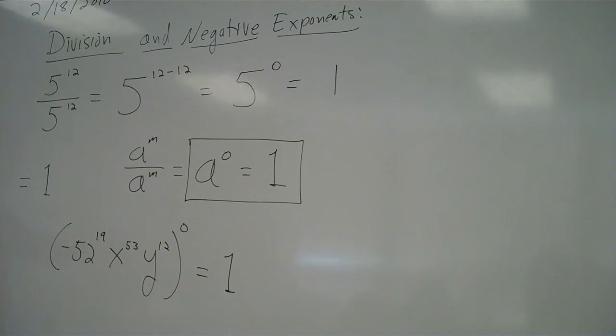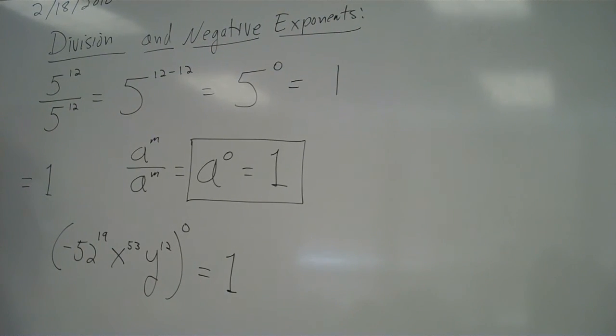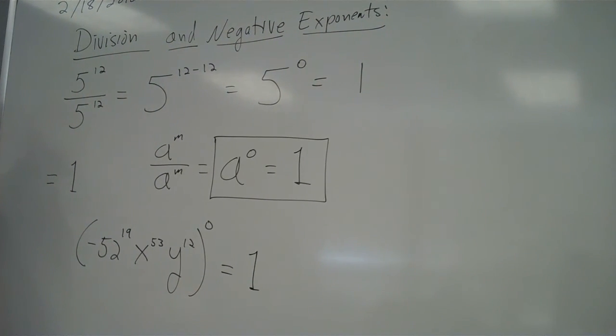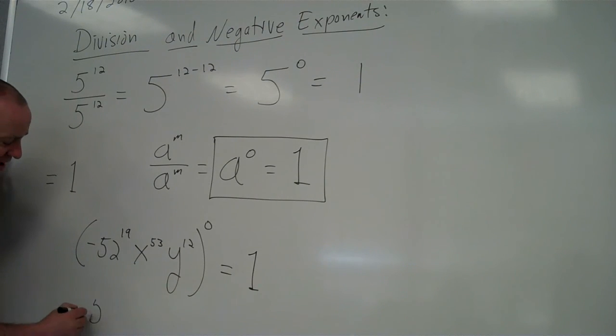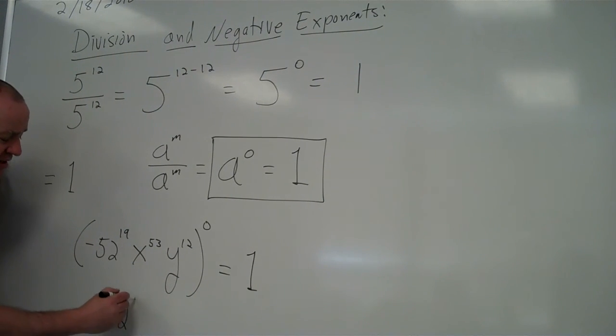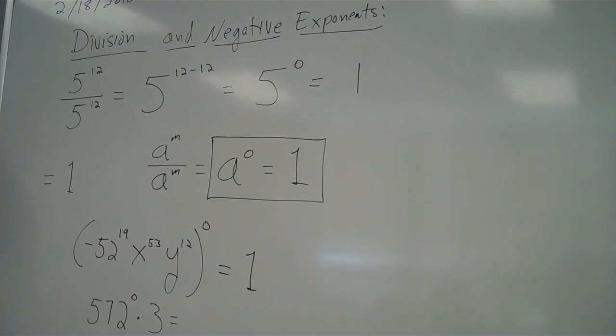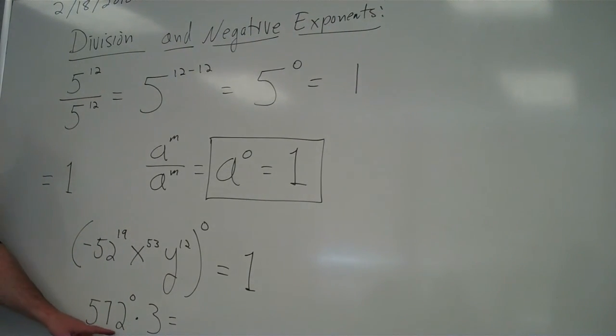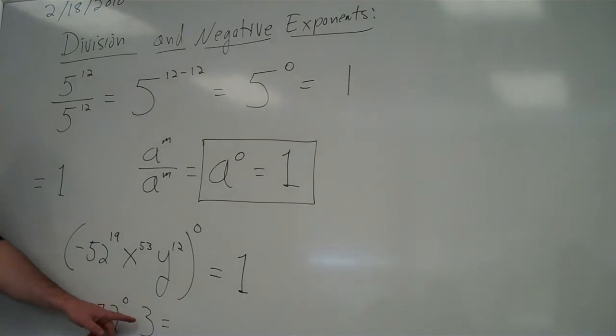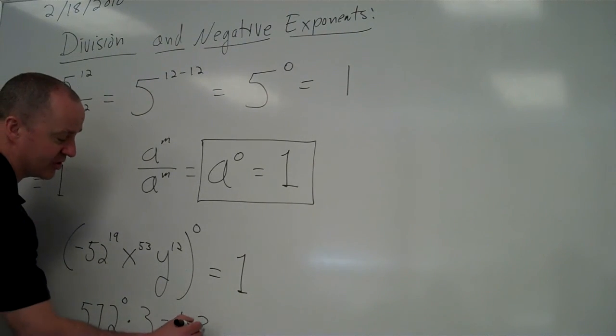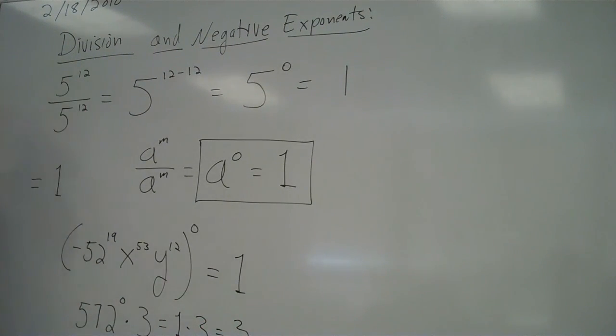Go ahead, Jenny. What if you have a number to the 0 power, and then it's times something else? Is it still 1? Yeah, it's 1 times whatever that other thing is. So here's a great trick question for a test. If I have 572 to the 0 power times 3, what does that equal? 3. That's how I If I have 572 to the 0 power times 3, that's the same thing as 1 times 3, or 3.